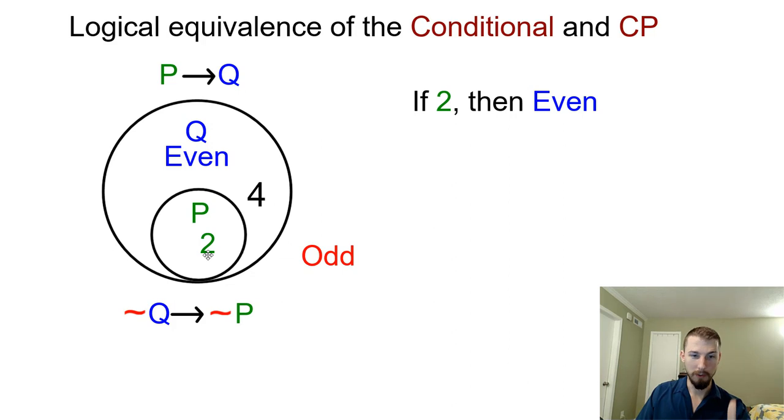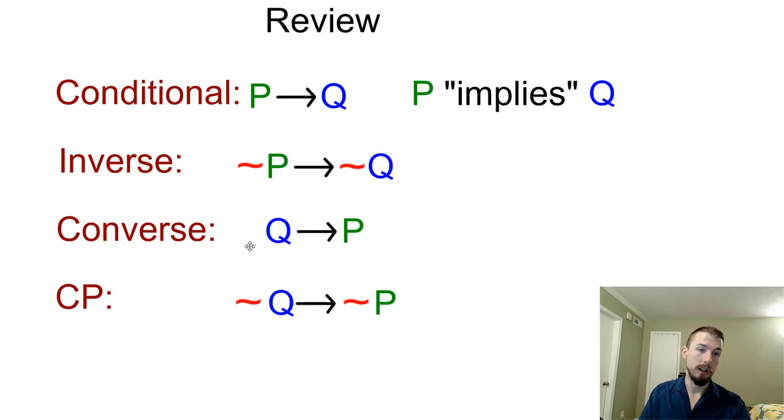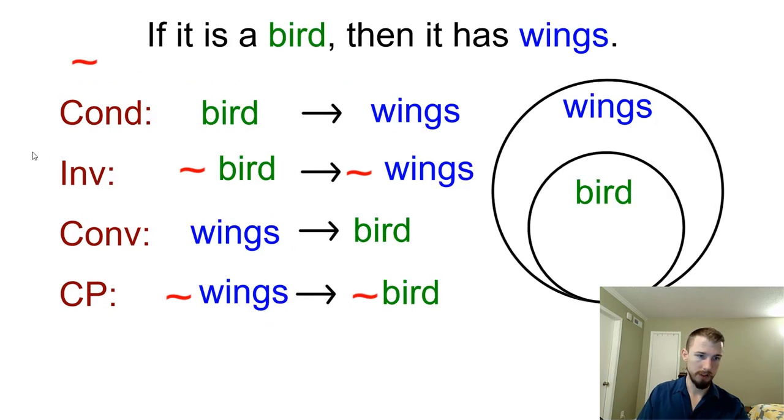So again, one more time, if P is a subset of Q, meaning P lives entirely inside of Q, if you tell me you have something that's outside of Q, like odd, then that means it clearly has to not be P. So that's why the conditional and the contrapositive are logically equivalent to each other. One more thing I want to show you. If the conditional and the contrapositive are logically equivalent, so if one is true, that means the other one is true as well. So let me go back to these statements over here.